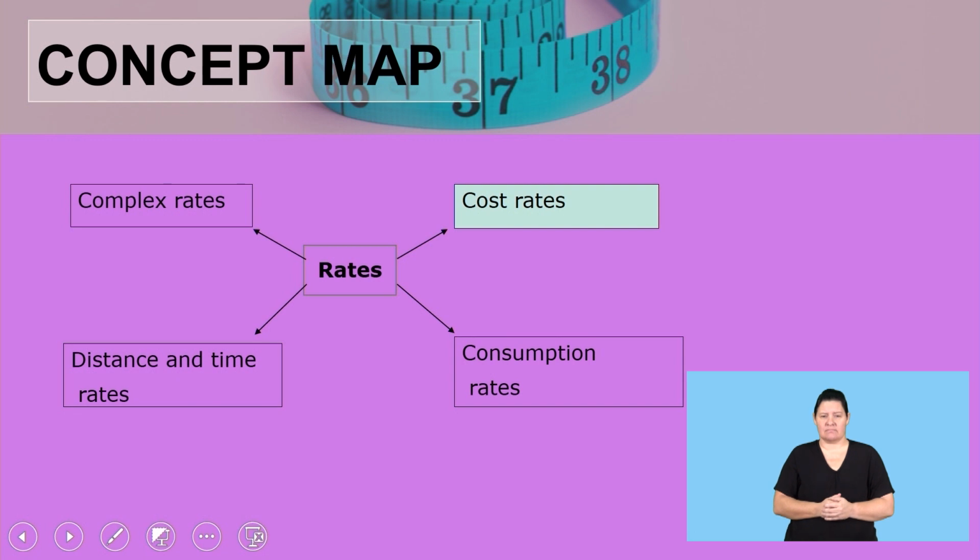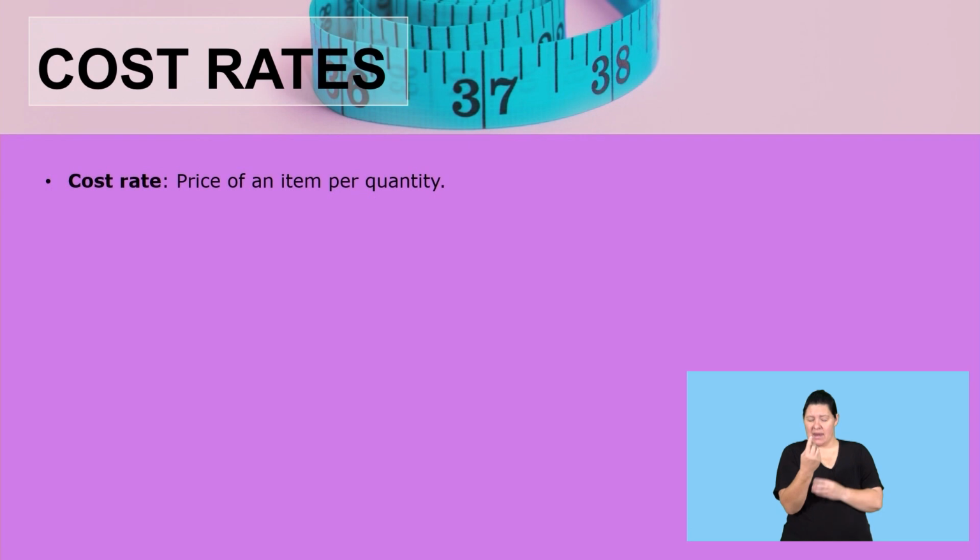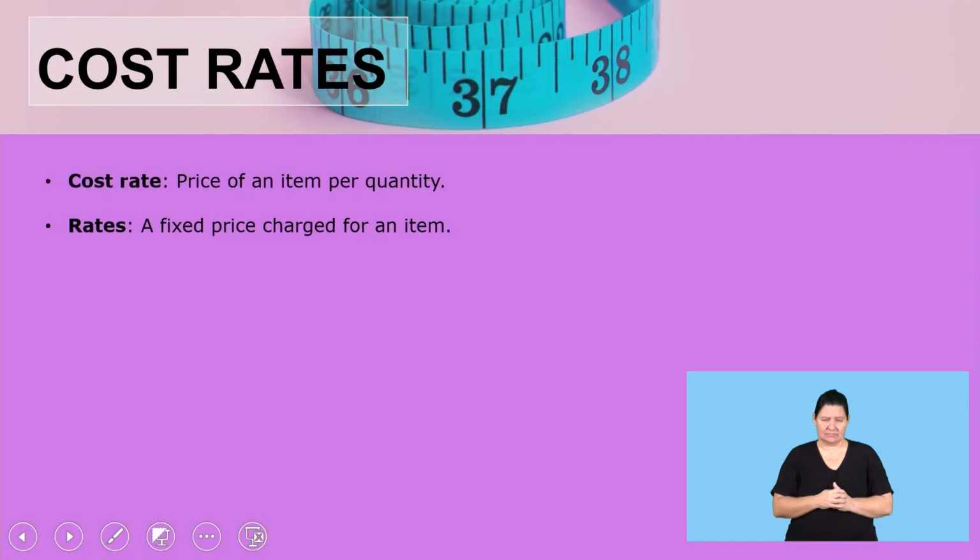Let us have a look at the first concept to be covered. The first concept to be covered is cost rates. What are cost rates? The definition for cost rate is the price of an item per quantity. The price of an item depending on how many items one is buying. So that is the cost rate. And then we have the rate. When we talk about the rate, we are talking about a fixed price charged for an item. I'm defining one rate now: a fixed price charged for an item.